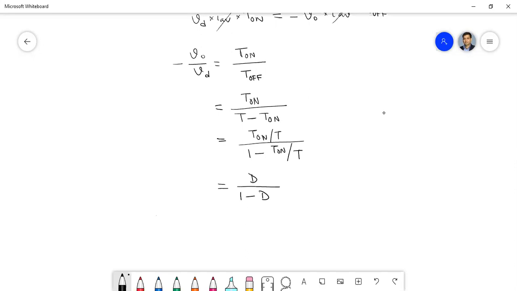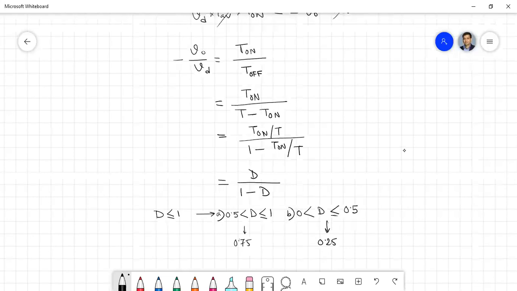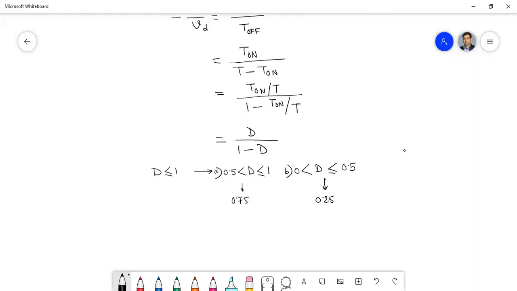Otherwise, let us see that we know that D is always less than equals to 1. But if we split again the two ranges, so one is less than 1 but greater than 0.5, another is greater than 0 less than 0.5. So two ranges are there. So take the first range, take any value, suppose 0.75. And here in this range, you just take 0.25. So what will be the value of D by 1 minus D in the first case? Anybody?